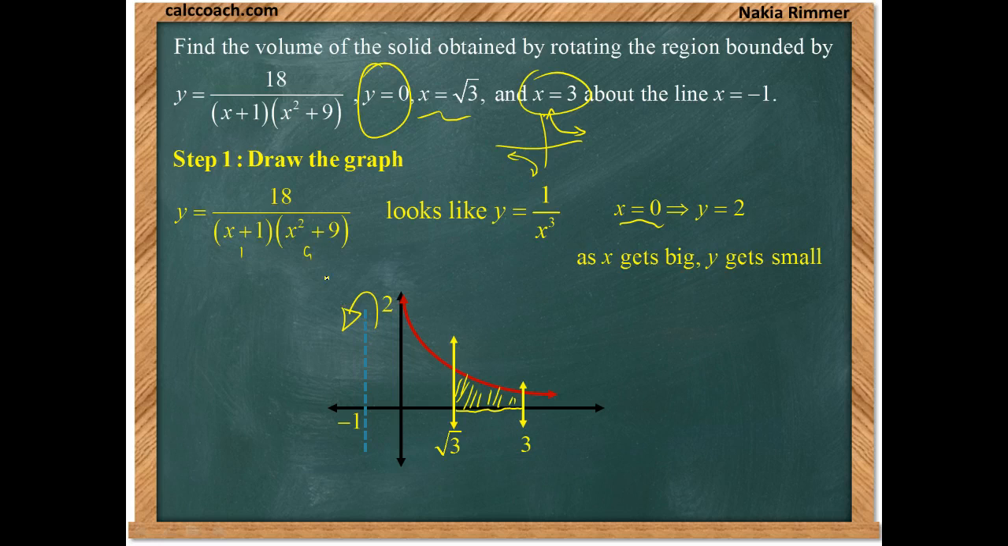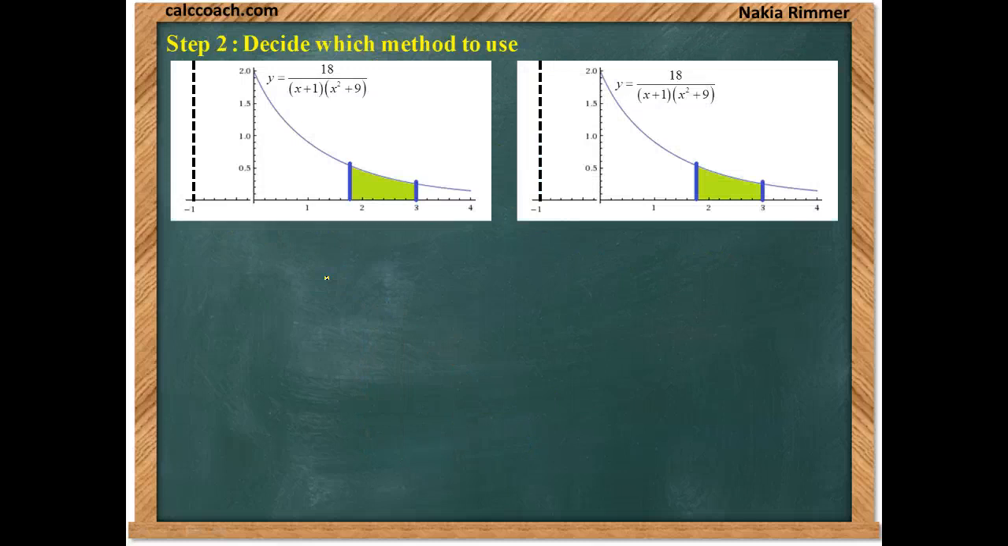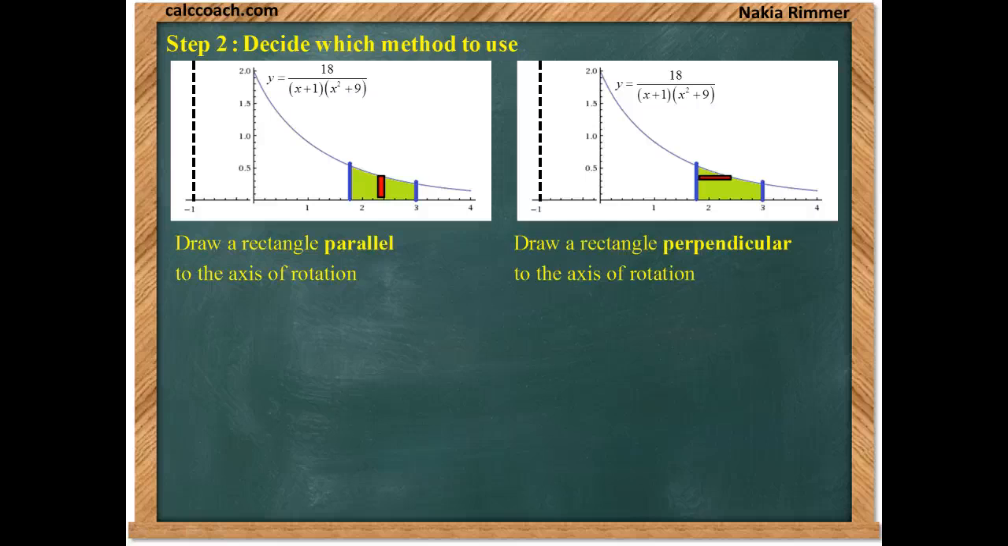Okay, let's figure out which method we're going to use. Step 2: have two graphs. On one, draw a rectangle parallel to the axis of rotation. On the other, draw a rectangle that is perpendicular to the axis of rotation. We're going to have an issue here because as this rectangle moves, the right end of it changes. That's going to be an issue.